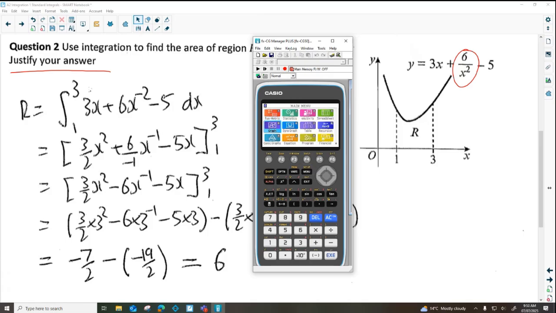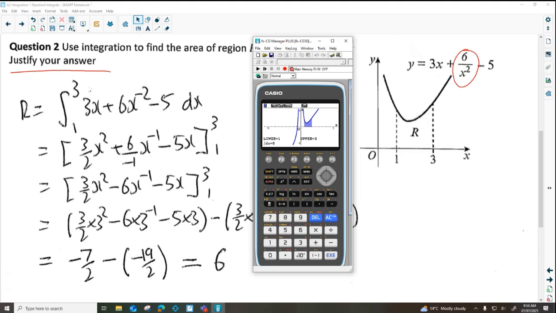So if you go into graph mode and draw the graph of this function, so y is 3x plus 6 over x squared minus 5, if you draw the graph, that's what you get. This is with the standard axes. I'm interested in the area between 1 and 3. If you press F5, F6, F3, and then integral, the lower limit value, if you type in 1, that will be fine, and then go to the upper limit value, type in 3, then it will shade in the area and say the area is 6.